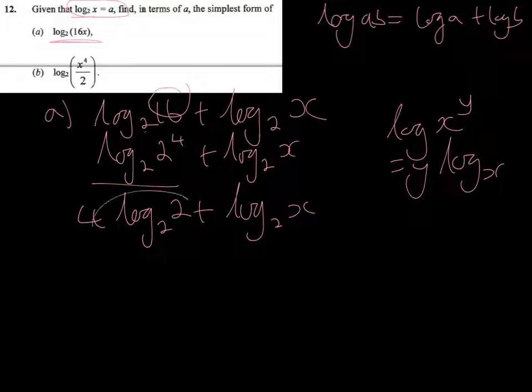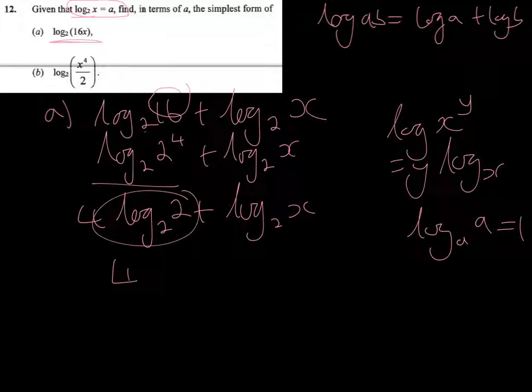From the previous slide, you'll remember that if we have log to the base a of a, for any number, that will always equal 1. So this is going to be 4 times 1, which is equal to 4, plus log to the base 2 of x, which we've told up here is equal to a. So this first part is going to be 4 plus a.